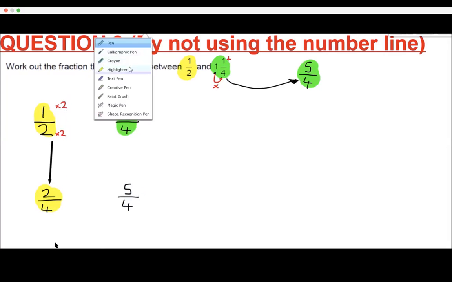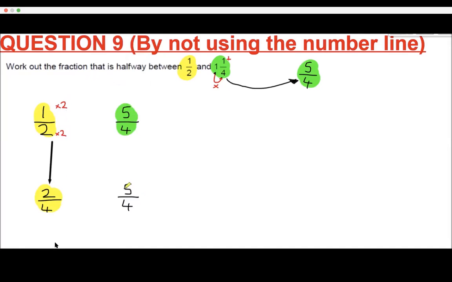Now, the fraction which is going to be halfway between these two will be the fraction which has a top number which is halfway in between 2 and 5. And so to work out what's halfway in between 2 and 5, we can add together 2 and 5, which is 7, and then do 7 divided by 2. So halfway in between 2 quarters and 5 quarters is actually 3.5 quarters. And so we're nearly there now. That's the fraction which is halfway between these two.